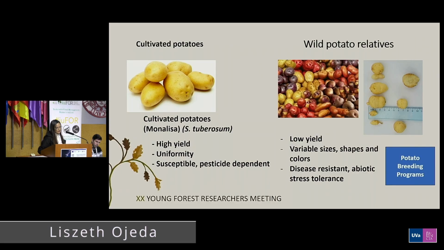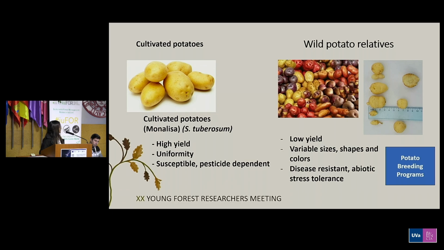As a little introduction, a cultivated potato is this one that you can find at the supermarkets, like here, for example, the Mona Lisa, and is well known as Solanum tuberosum. The cultivated potatoes have high yield and uniformity. You can find, for example, potatoes with the same size, shape, and color, but most of the cultivated potatoes are susceptible to some diseases, and for that reason, they are pesticide dependent.